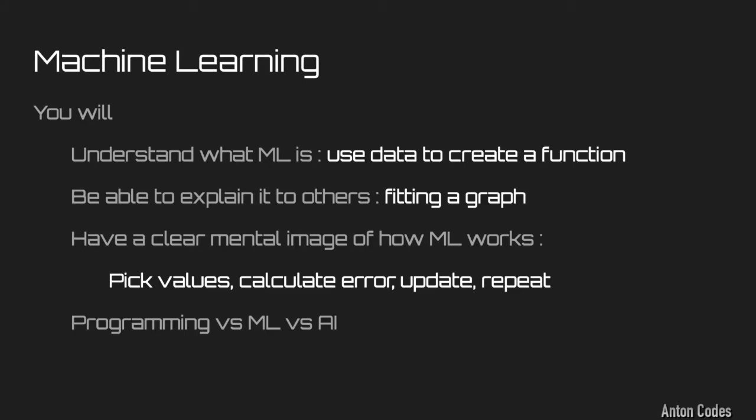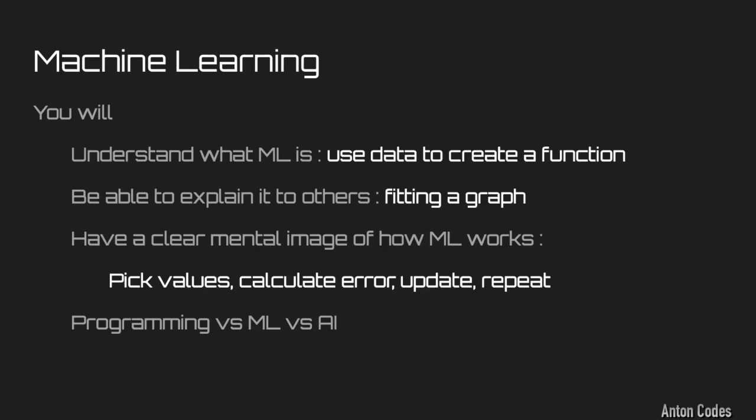Okay, let's review where we are. Machine learning. So by now, you understand what machine learning is. You use data to create a function. And you can explain it to others by talking about fitting a graph, finding values of A and B by using data. And you have a clear mental image of how machine learning works. We pick some values, we calculate some error, we do an update if our values are better, and we repeat.